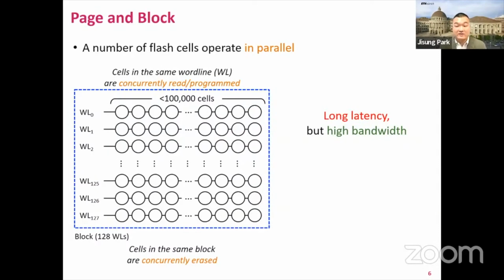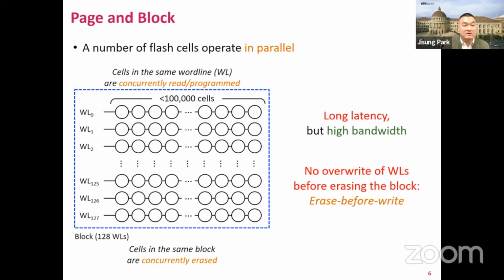This design increases the operational latency of NAND flash memory for sure, but also enables the significantly high operation bandwidth of NAND flash memory, because the latency increases sublinearly with the number of cells operating in parallel. But another problem is that because of this, NAND flash memory cannot efficiently support overwrites to a programmed word line. Meaning that we need to first erase the entire block before writing any new data, which is called the erase-before-write property.